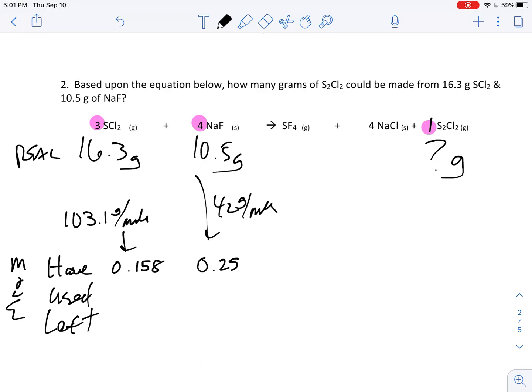If you can do the math of that in your head, great, good for you. If not, you just got to pick one. And maybe I'm feeling the first one this time. So maybe I think this is going to be my limiting reagent. So I'm going to try to use up all 0.158 of this to be left with none. How do I check to see if I'm right?